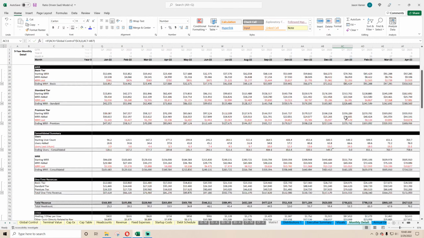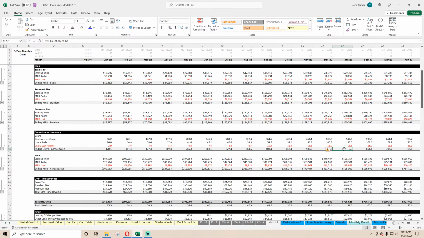Ending users. Now, why is this ending user 0? We might have another reference error. Yep. How in the world did I get this all messed up? Oh, it must have been when I did the find and replace, and I replaced every C5 with C6. So yeah, that's exactly what happened. Okay, that makes sense.